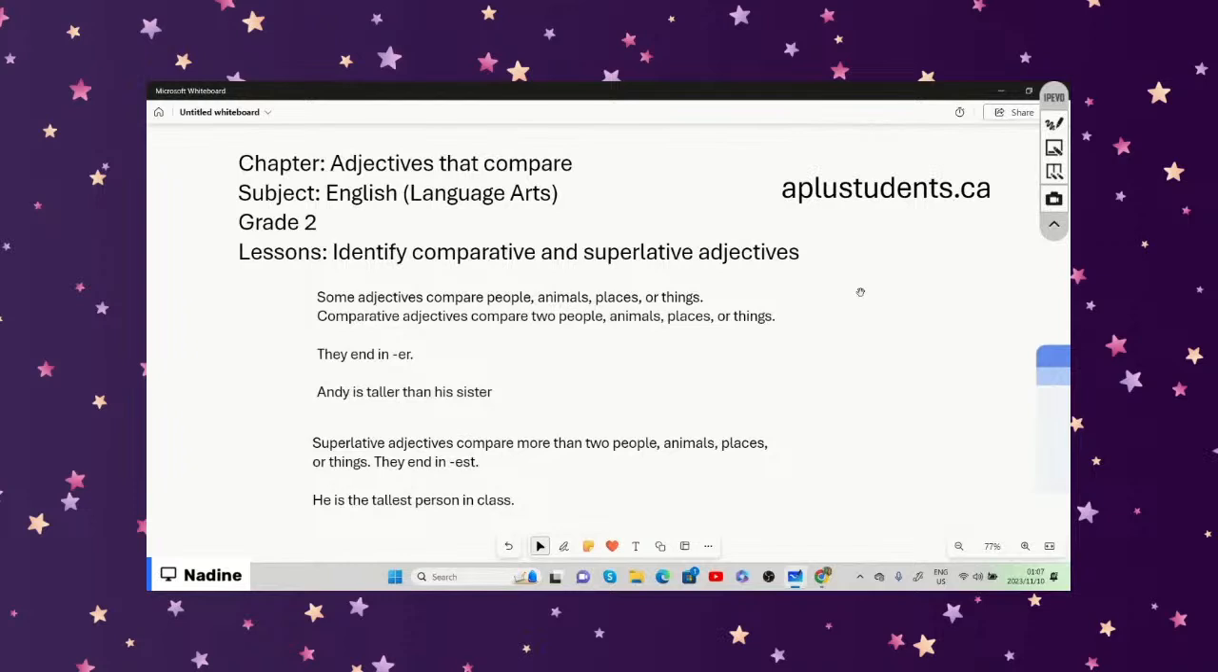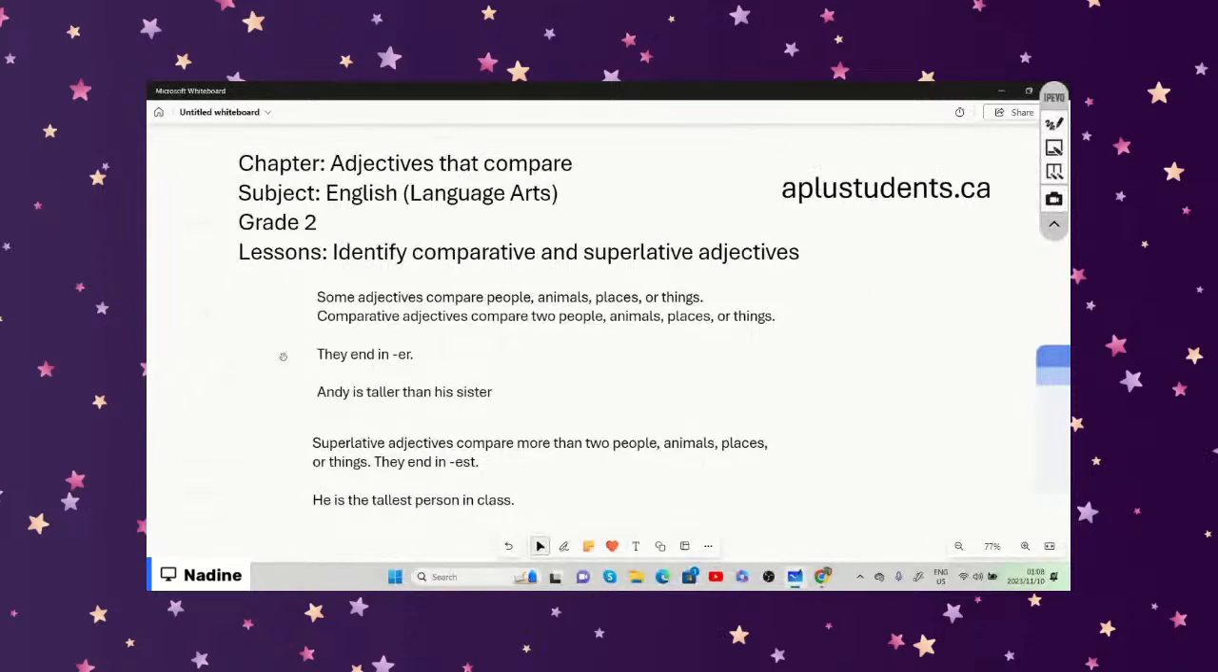So basically, some adjectives compare people, animals, places, or things. And when it comes to comparing people, animals, places, or things, we have a comparative adjective and we have a superlative adjective.